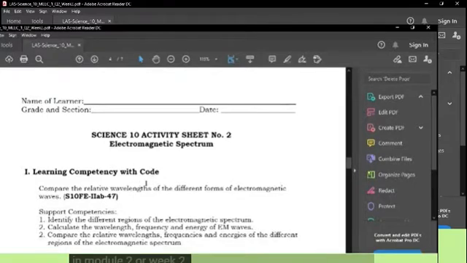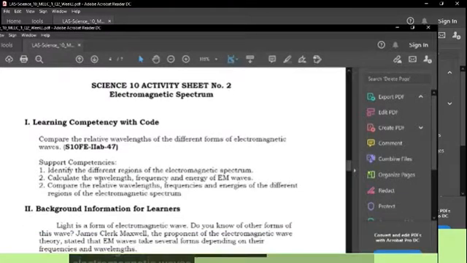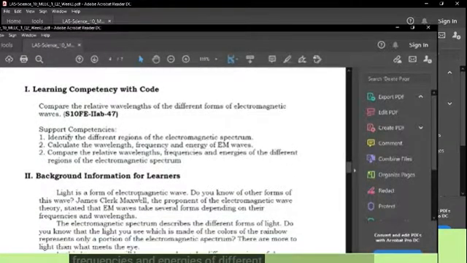So for the learning competency with the code, we're going to compare the relative wavelengths of the different forms of electromagnetic waves. For the supporting competencies, we have number 1, identify the different regions of the electromagnetic spectrum. Number 2, calculate the wavelength, frequency, and energy of EM waves. And another number 2, this is just a typo error, but this one is number 3, compare the relative wavelengths, frequencies, and energies of different regions of the electromagnetic spectrum.